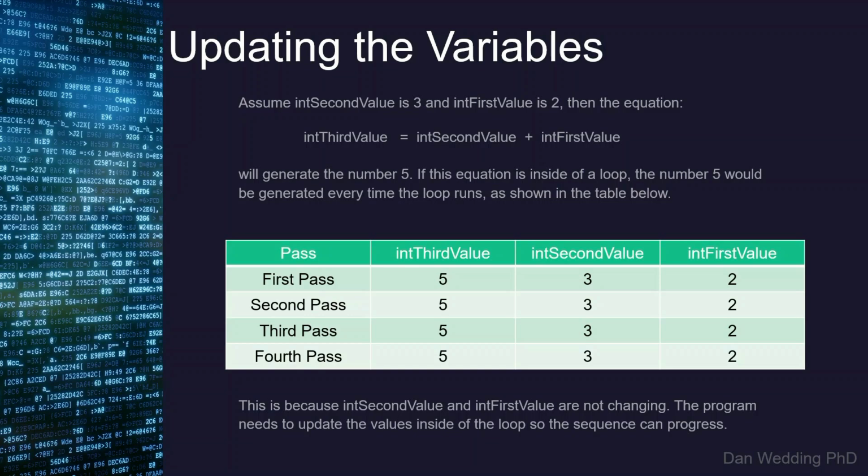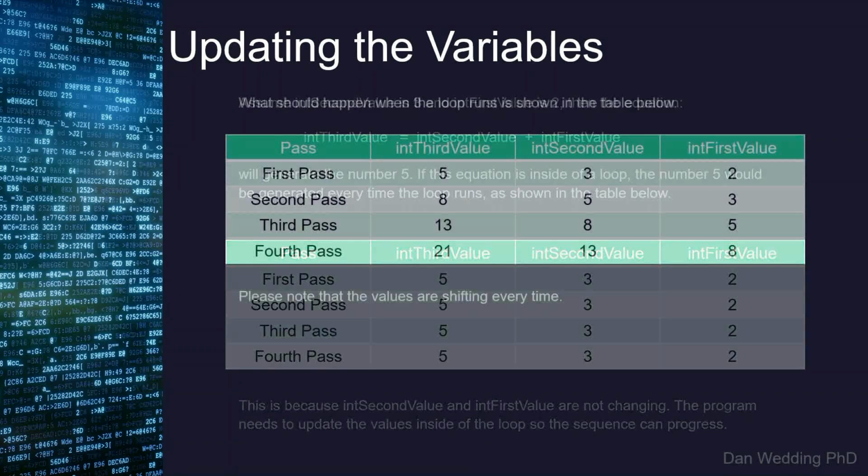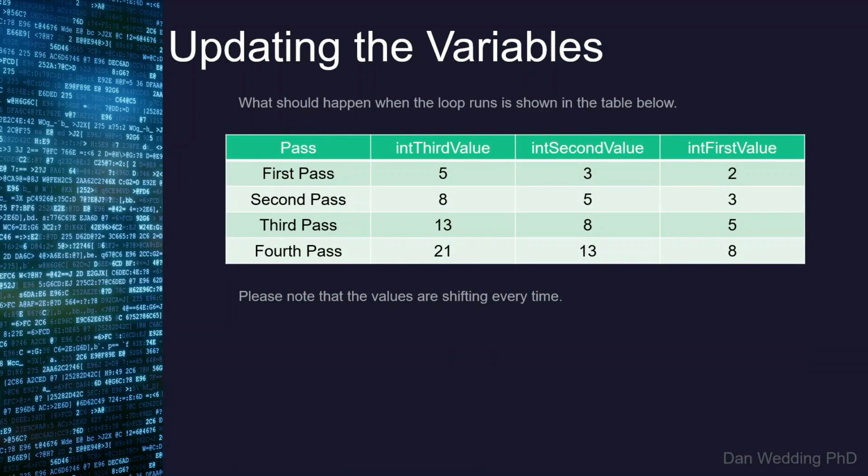If this equation is inside of a loop, the number 5 would be generated every time the loop runs, as shown in the table below. This is because int second value and int first value are not changing. The program needs to update the values inside the loop so the sequence can progress. What should happen when the loop runs is shown in the table below. Please note that the values are shifting every time.